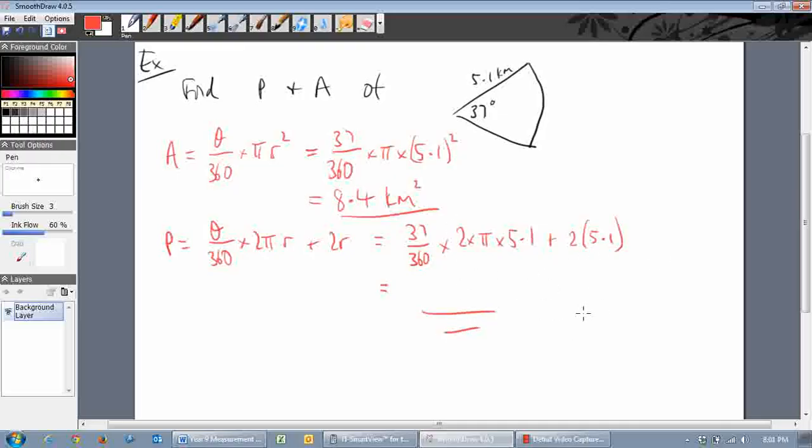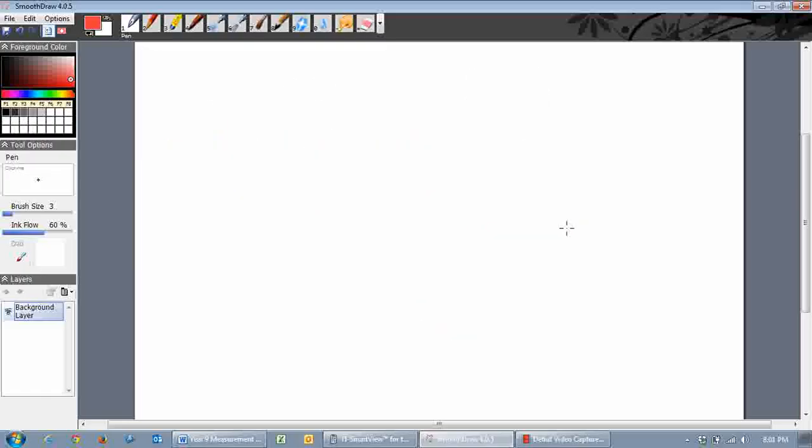There you go. Think carefully about your units, but they're going to be in kilometres, not kilometres squared, just kilometres, because it's perimeter. It's a distance. Okay. Sorry about not finishing off, but I just couldn't be bothered. Just chuck it into your calculator.